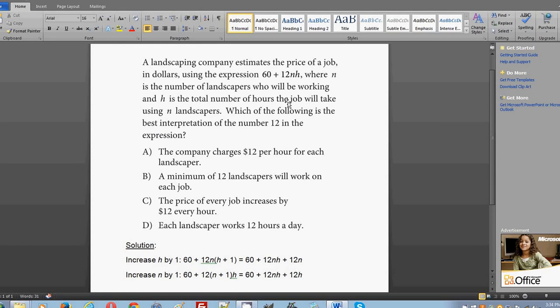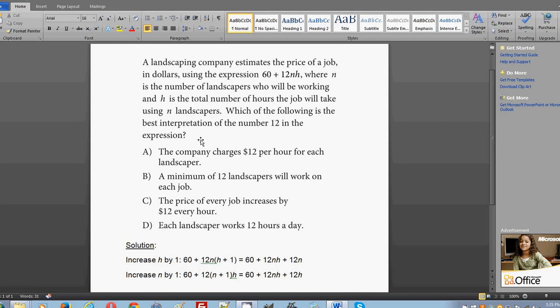A landscaping company estimates the price of a job in dollars using the expression 60 plus 12 times n times h, where n is the number of landscapers who will be working and h is the total number of hours the job will take using n landscapers. Which of the following is the best interpretation of the number 12 in the expression?